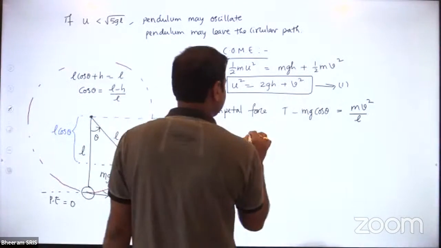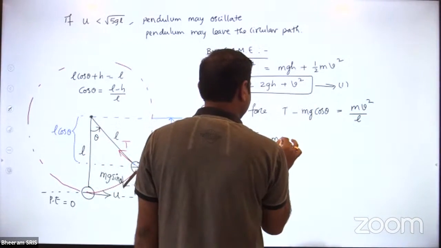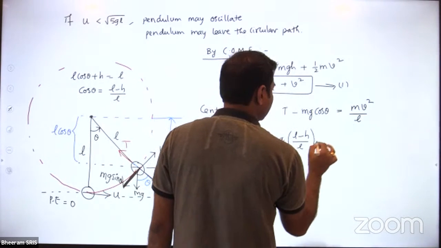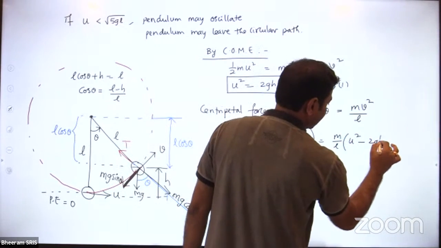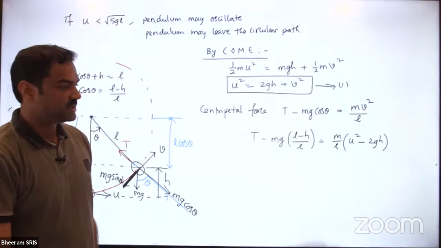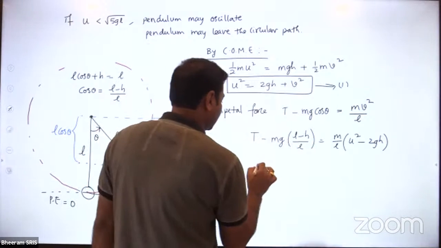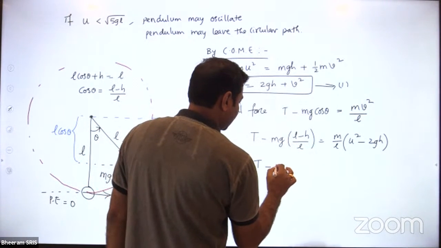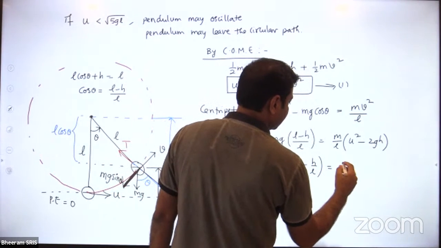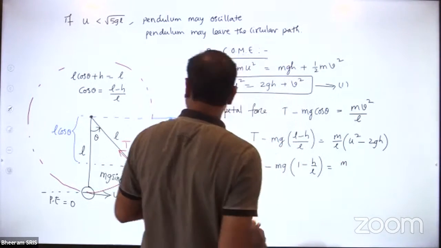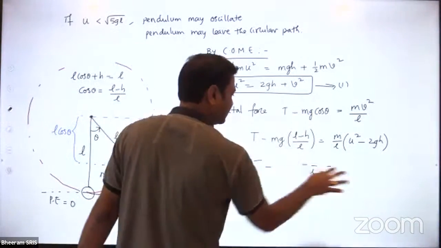Now I want to find out the tension. So this is the equation. Now I'm changing this equation in terms of heights. So mg into L minus H by L is equal to m by L into V square. In the place of V square, I can write U square minus 2gh. All of you okay? So everything is now in terms of H only. Tension value: T minus mg into 1 minus H by L. So this is m by L into, or else we can leave it this way only. We are not simplifying this, we are leaving it, and further we simplify.